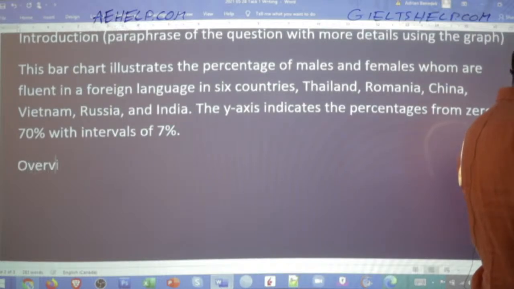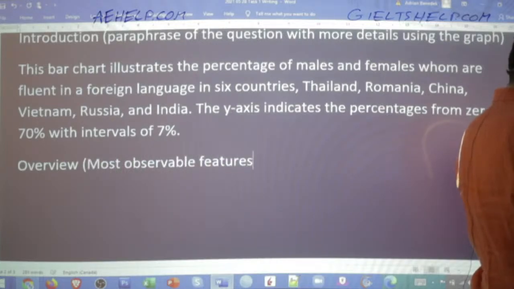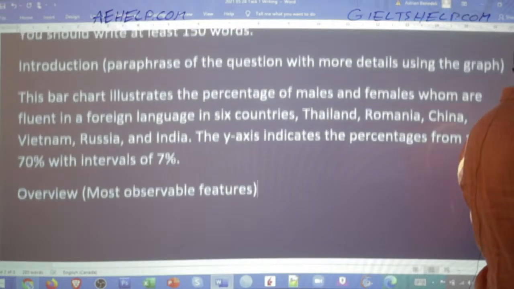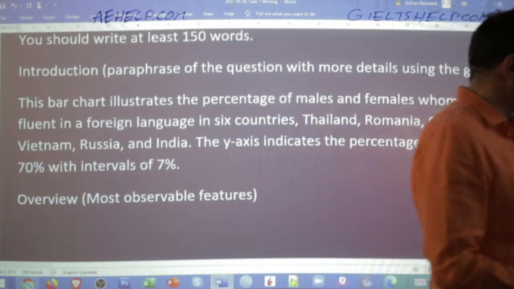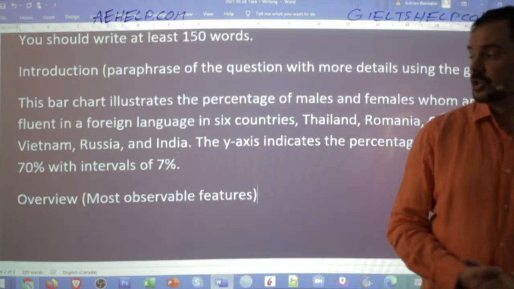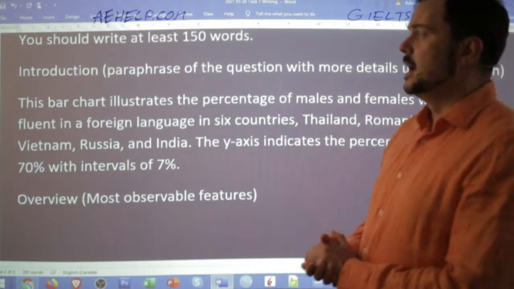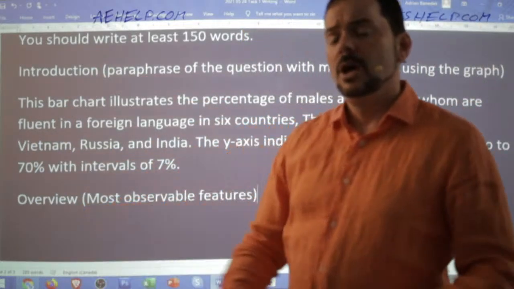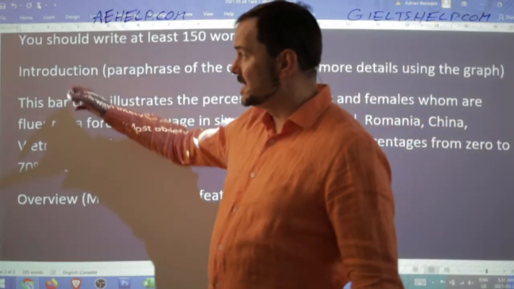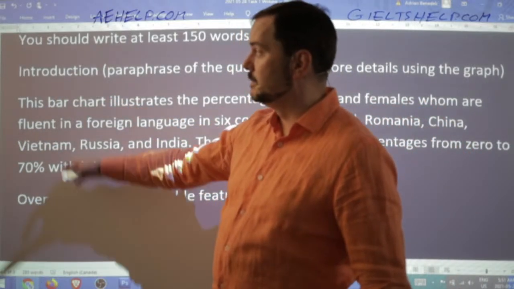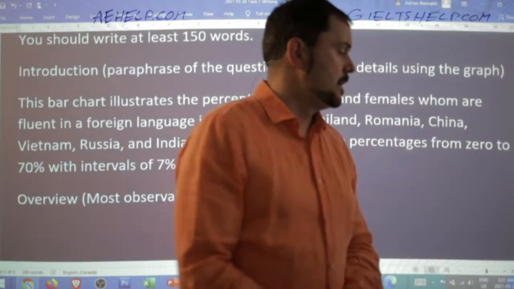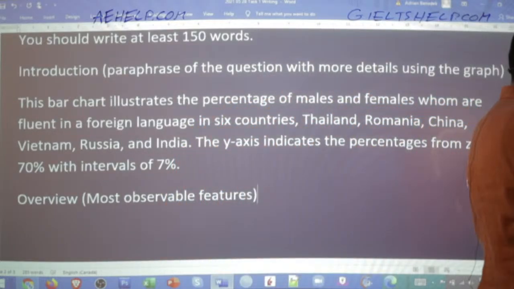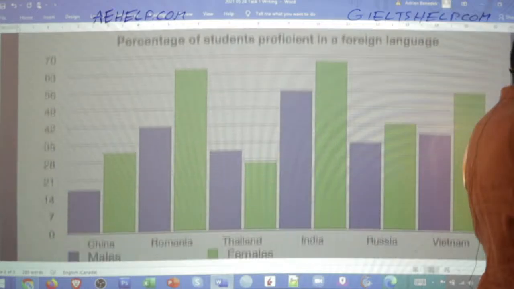So now we write the overview, and the overview is basically the most observable features. In my mind, and in the mind of standard writing and university writing, the overview and the introduction are the same. So just know that, students, that IELTS has a really strange concept for separating introduction and overview. Technically, an overview is an introduction. So overview is a synonym for the word introduction, okay? Keep that in mind. All right, so overview is the most observable feature in the graph.